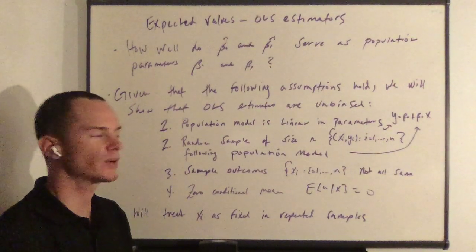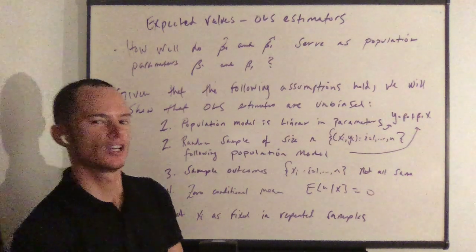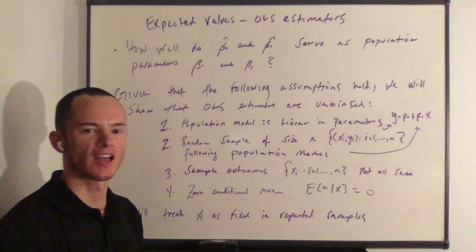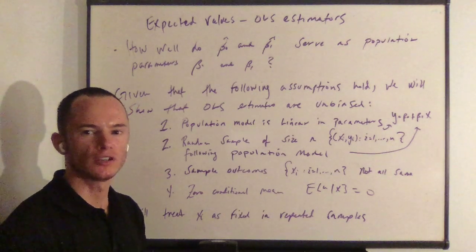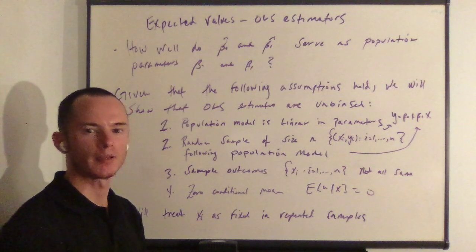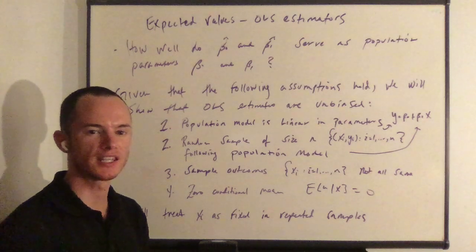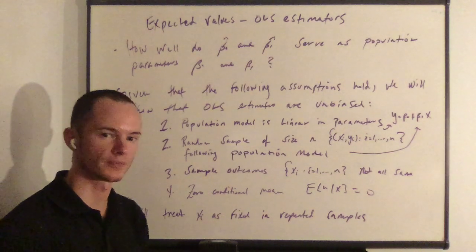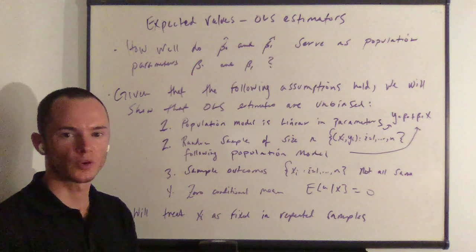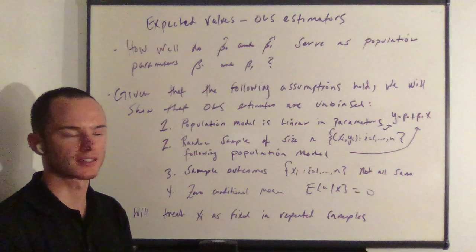In this video we are going to talk about the expected values of the OLS estimates. In other words, we're going to see how well beta naught hat and beta 1 hat serve as estimates of the population parameters beta naught and beta 1 in the population regression function. Given that the following assumptions hold, we're going to show that the OLS estimates are unbiased.